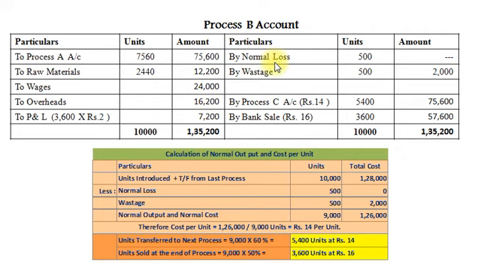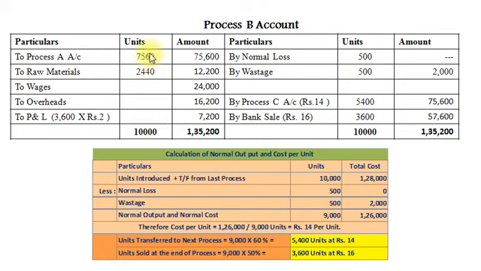By normal loss as a percentage of total input, so it will be 7,560 plus 2,440, it amounts to 10,000, and 5% of 10,000, that is 500 units with no realization value, and same percentage wastage, that is 5% of 10,000, that is 500 units, sold at a price of rupees 4 per unit, so total amount realized rupees 2,000.